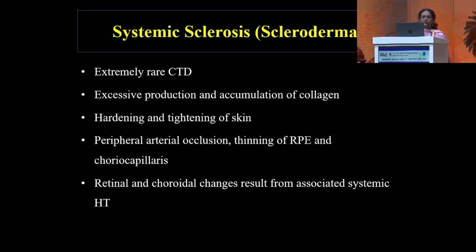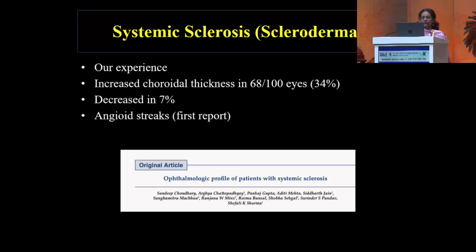Systemic sclerosis, again, the disease is not very common. It's very rare. There is excessive production and accumulation of collagen leading to hardening and tightening of skin. Few reports of peripheral arterial occlusion, retinal and choroidal changes occurring because of systemic hypertension.